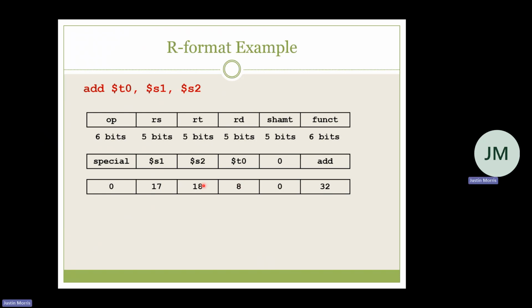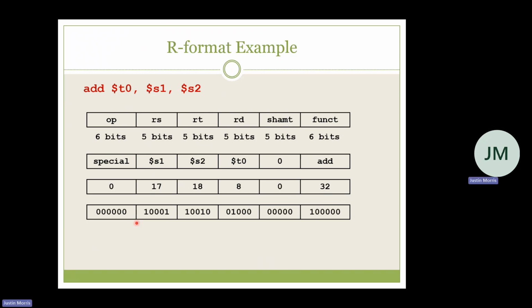So now that we have all of our fields in decimal, we can convert them to binary. And now we have our 32 bit instruction. And once we have it in binary, if we want to look at it in a more compact form, we can convert it to hex.